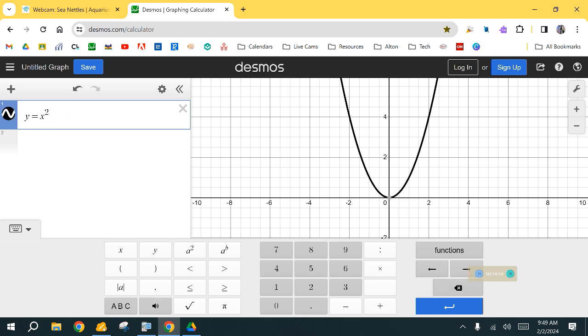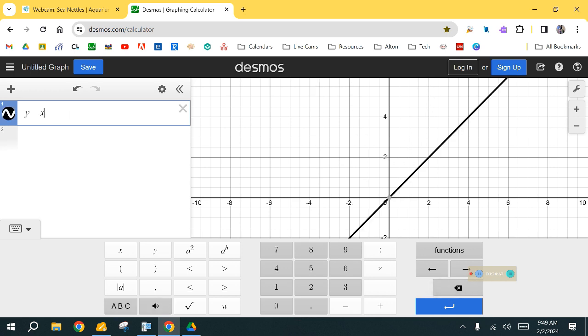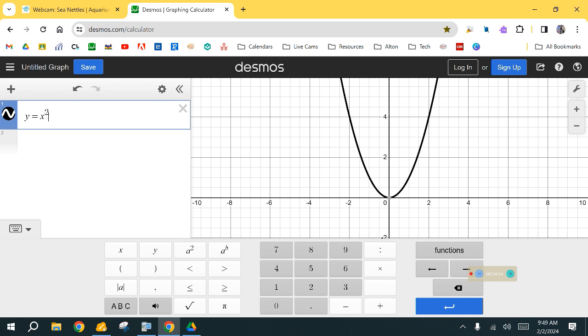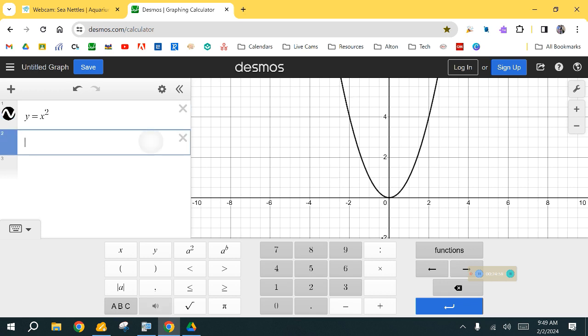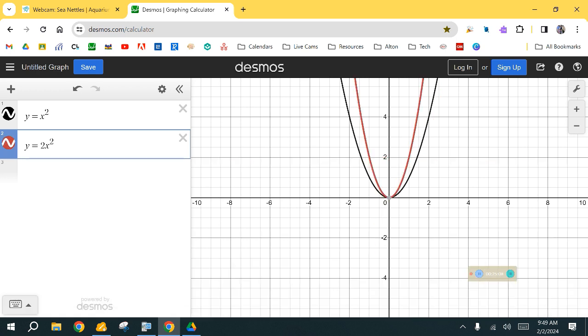Let's try this. Hold on there because it's not with that. X squared minus 4. Just keep it as x squared. All right, let's try this. Because now I want to talk about that question I have not talked about yet. 2x squared. Okay, I got my black graph, I got my red graph.